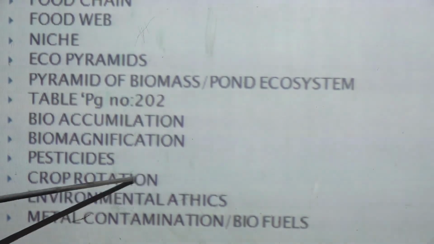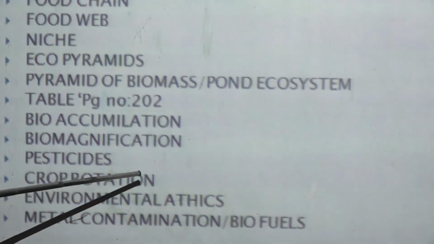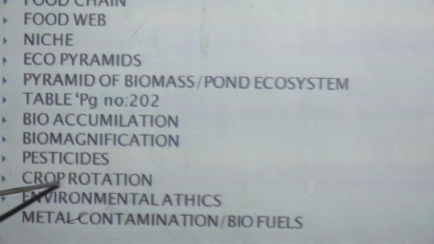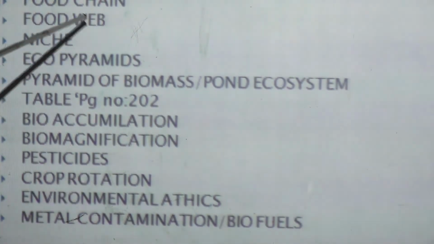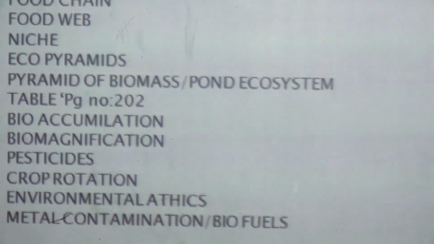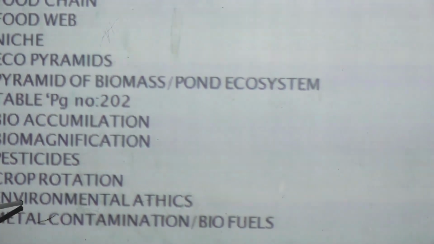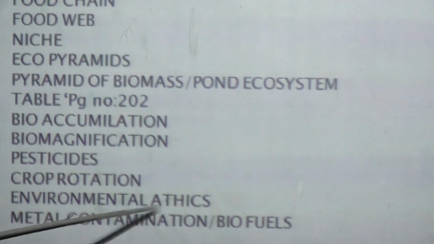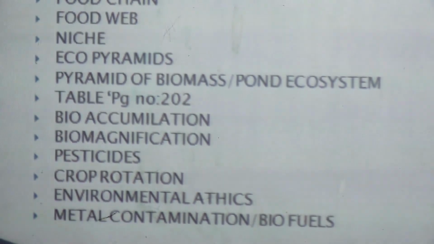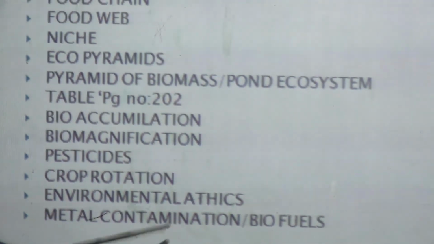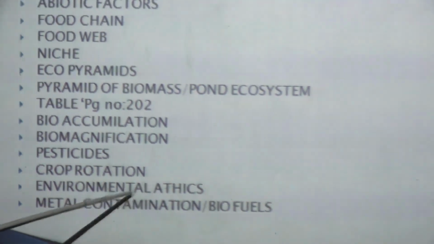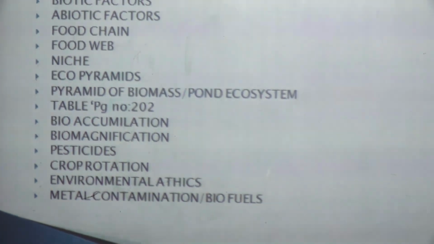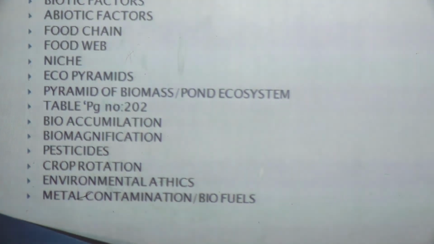So sometimes the question paper is very difficult. They will ask to write the slogans on crop rotation. They will ask to write the slogans on ecosystems and habitat, etc. And environmental ethics. This thing is important. We have to follow some kind of ethics to protect our environment properly.